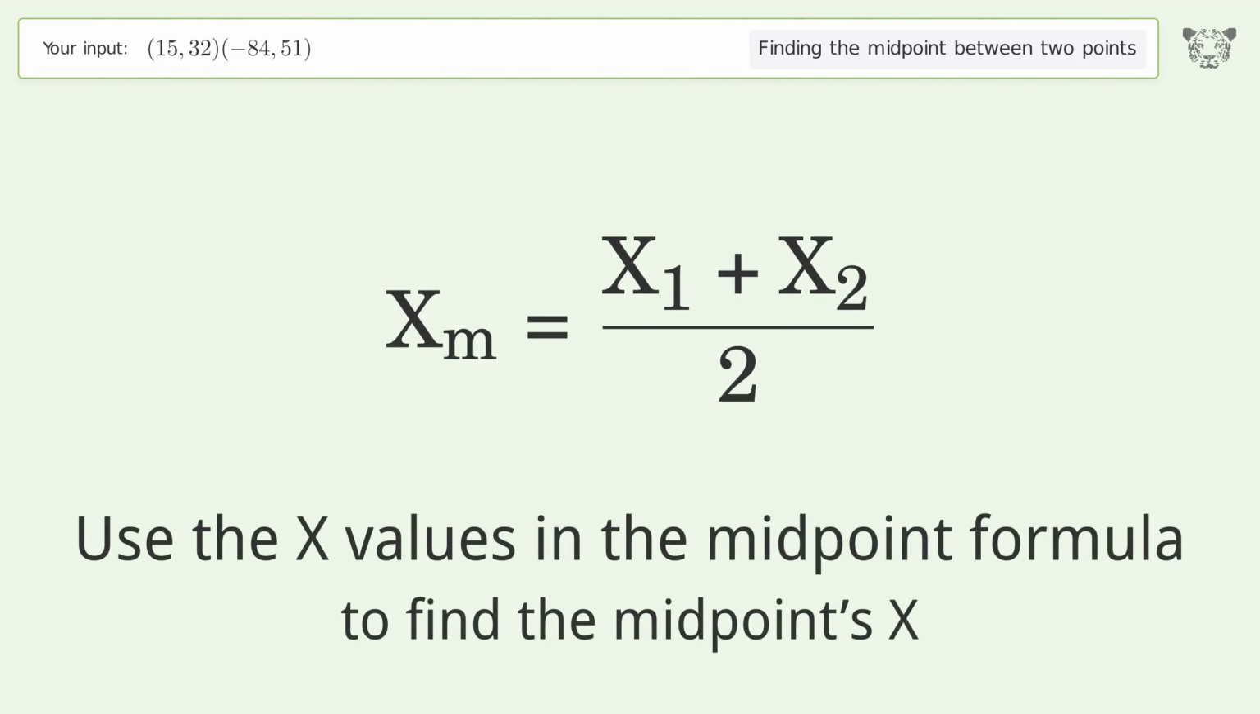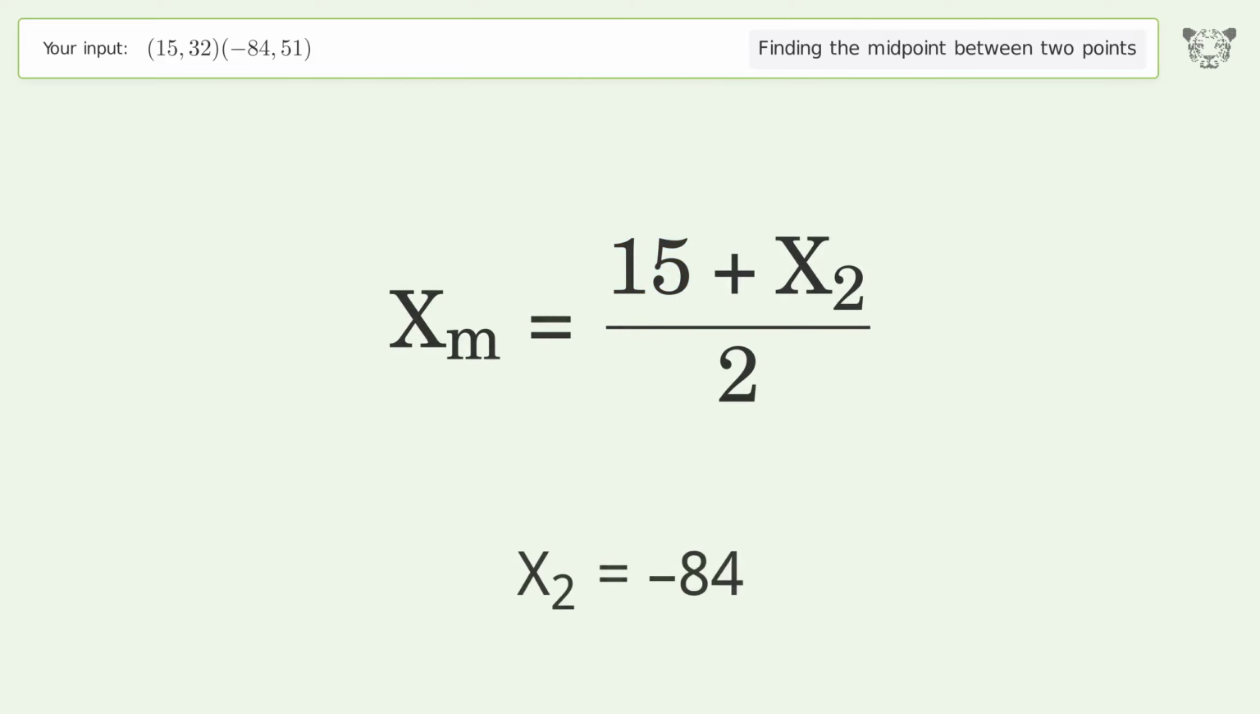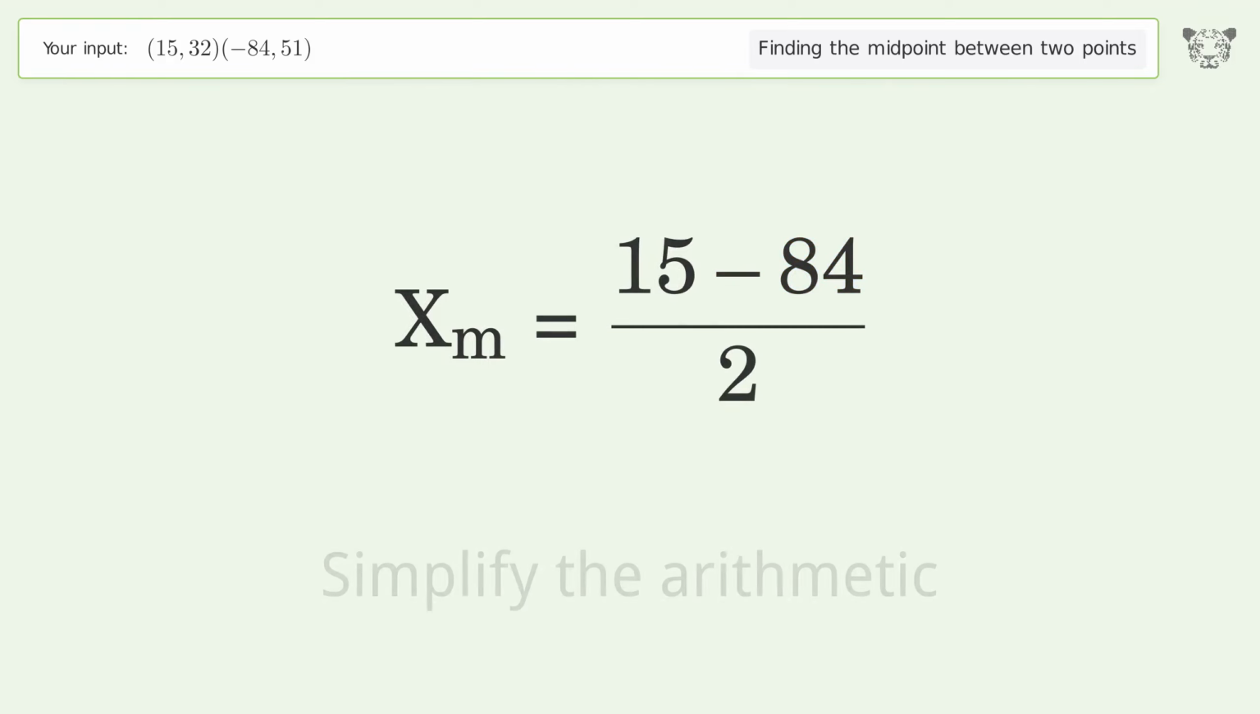Use the x values in the midpoint formula to find the midpoint's x. x1 equals 15. x2 equals negative 84. Simplify the arithmetic.